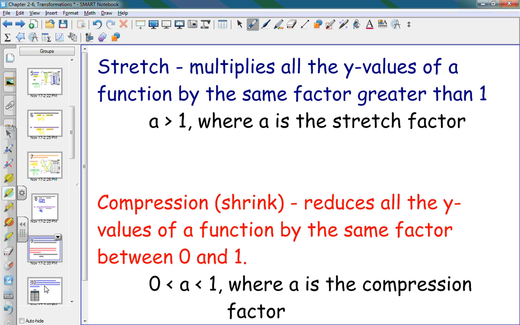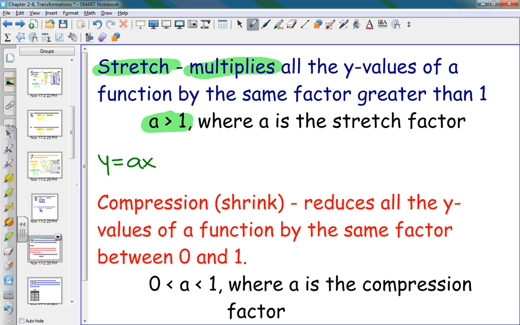Now, whenever I say stretch, what are you supposed to think of in your mind? Whenever I say stretch, you say travel mug, right? You only have a travel mug whenever you're multiplied by a value greater than 1. Now, what does that mean?